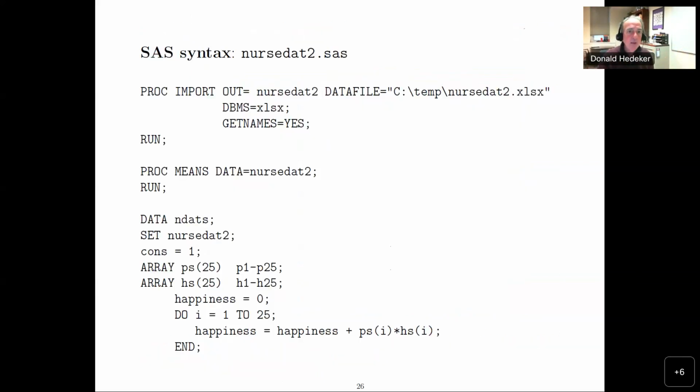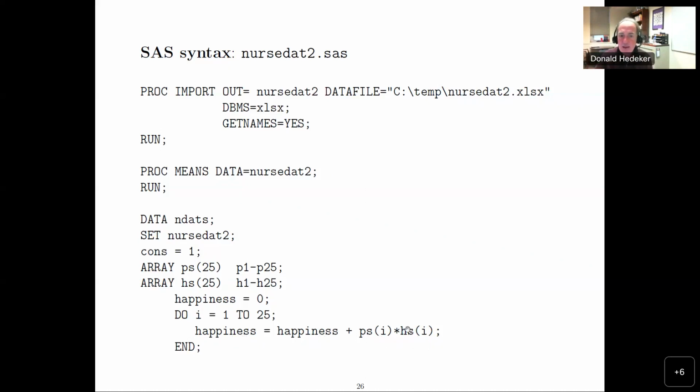So here shows my SAS syntax file. I read in this Excel file. Whenever I read in a data set, I typically run proc means to see what it looks like. Now here's this little bit of management that I'm going to use to weight the nurse happiness values by the proportion of time the patient spent with that particular nurse, and that will form a happiness weighted sum, which is going to be my covariate in the analysis. It's not difficult to think of. We're weighting each of these happiness scores for the 25 nurses by the proportion of time the patient spent with that nurse to form my happiness covariate.